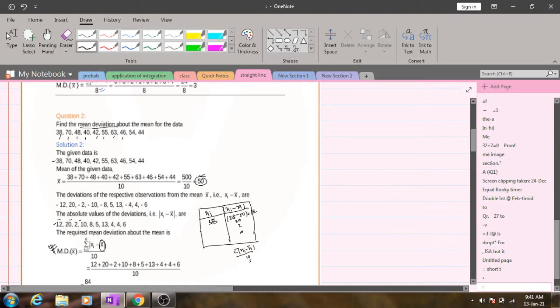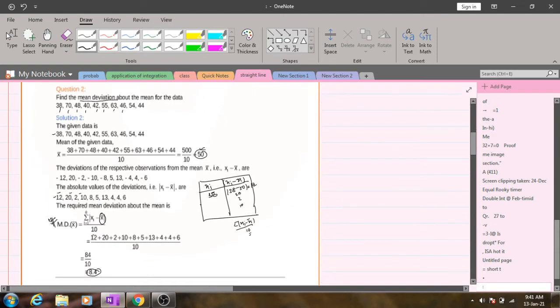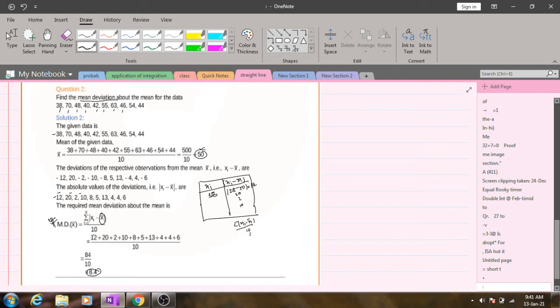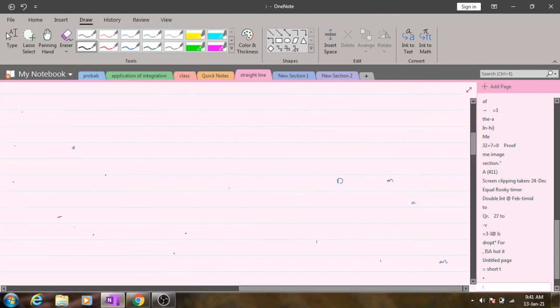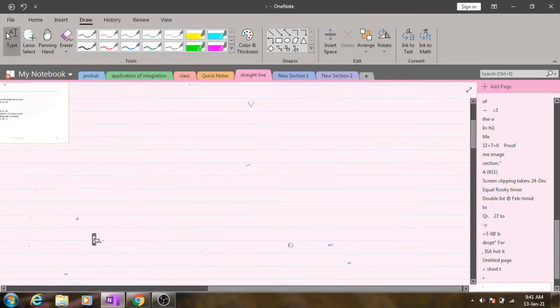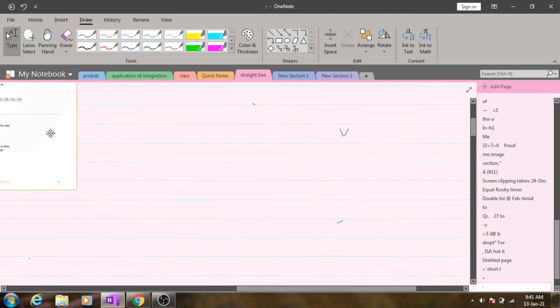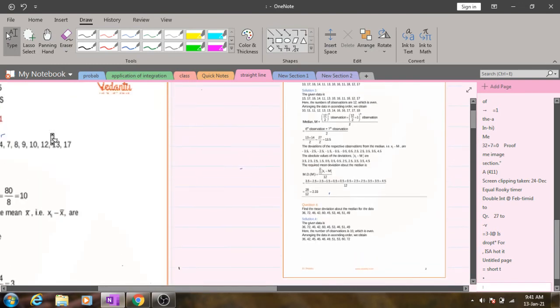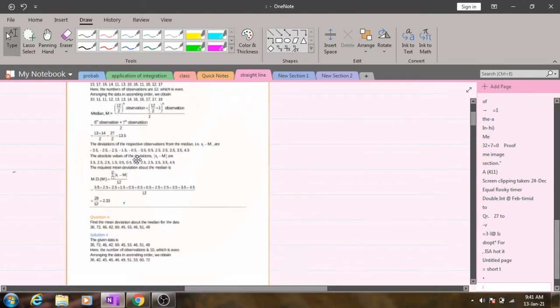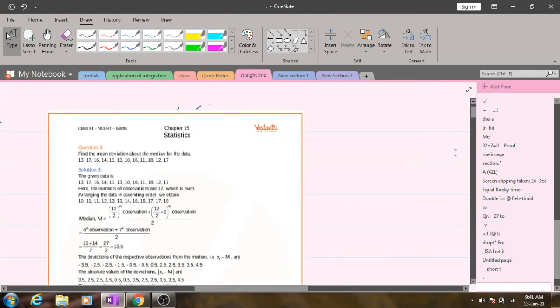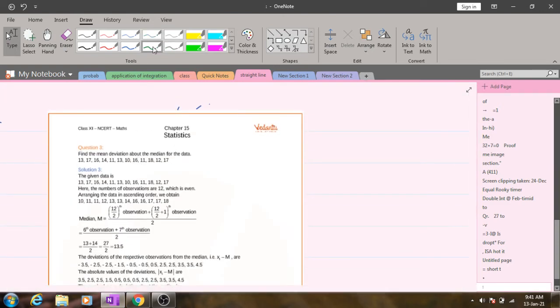This was a pretty easy one because the same was done in our previous class. It's just that the calculation here is a bit on the higher side than in the previous numerical. Now moving on to a different one. In earlier classes I've already told you that you'll be having mean deviation about the mean and mean deviation about the median. So we are done with the mean deviation about the mean. Now we'll go on to find the value for mean deviation about the median.